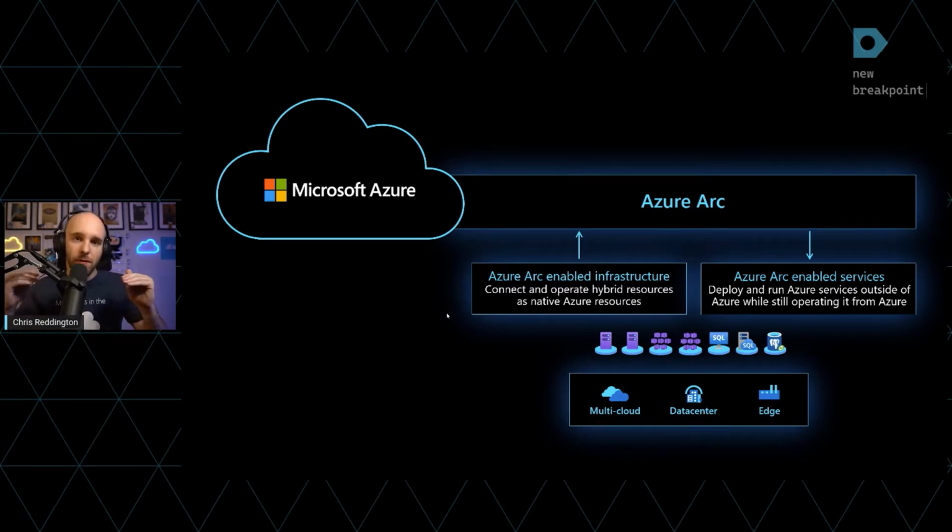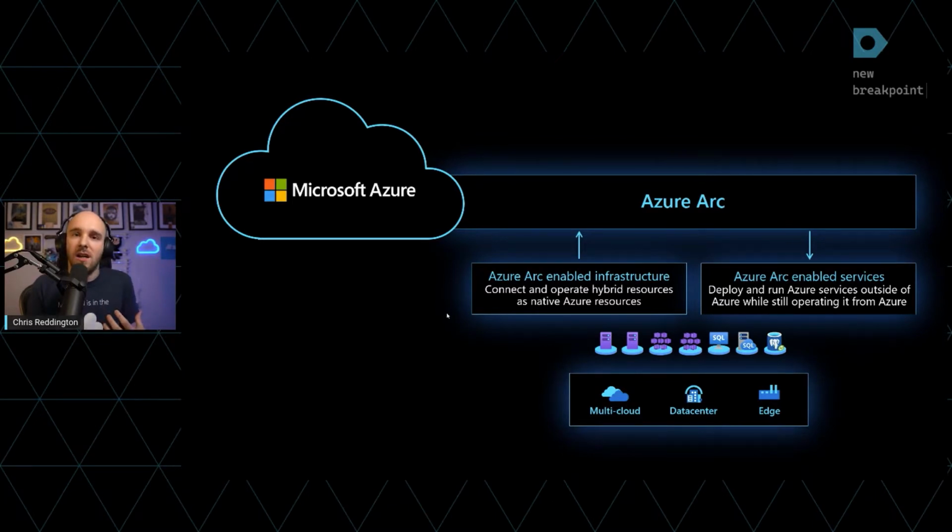But then on top of that infrastructure, which is enabled by Azure Arc, you can go ahead and deploy services which are typically run in Azure, and instead run them on that infrastructure outside of Azure. So it's a really interesting idea, particularly when you think about this from an application scenario.